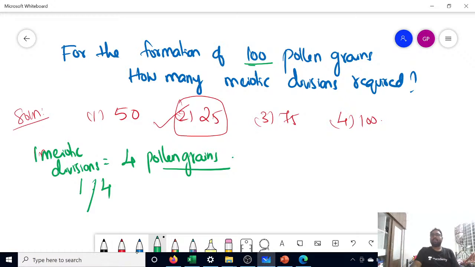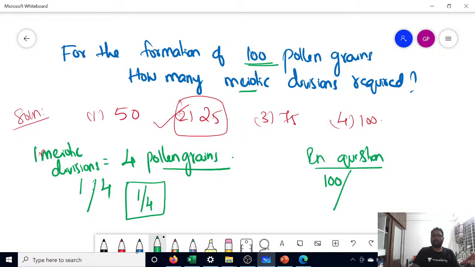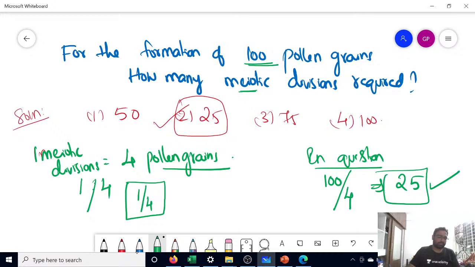What did they give in the question? They gave 100. So now we have to calculate the meiotic divisions, right? For 100, it is 1/4. You should not forget this. So apply 4, it is going to be 25. Students, did you get it now? Clear? Any doubts? You can post in the comment box quick.